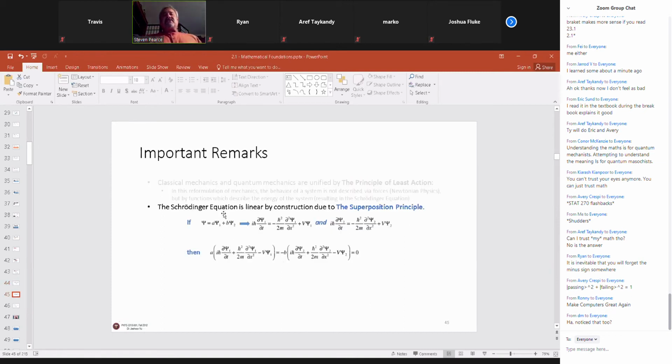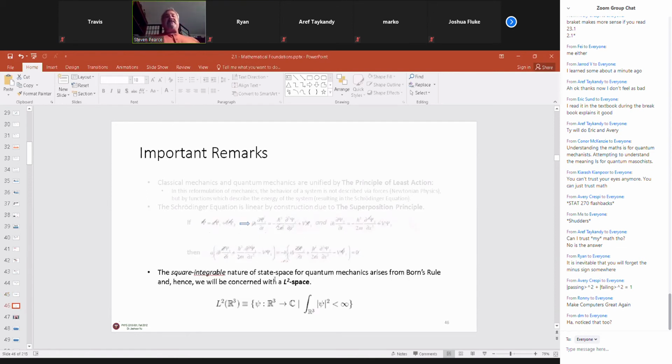Also, the Schrödinger equation is linear by construction, and you can see that through the superposition. This thing you can look at. I mean, you haven't seen partial derivatives, but I don't think that's too hard to figure out, though I'm not going to make you responsible for a single partial differential equation. But that's just for those of you that can look at it.